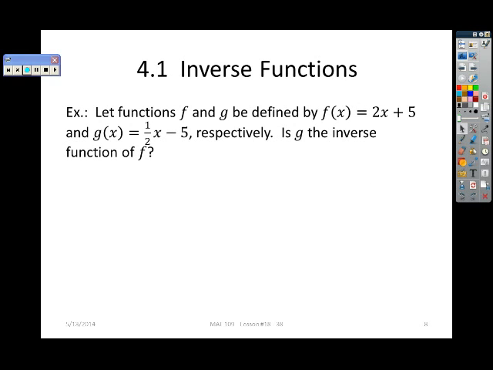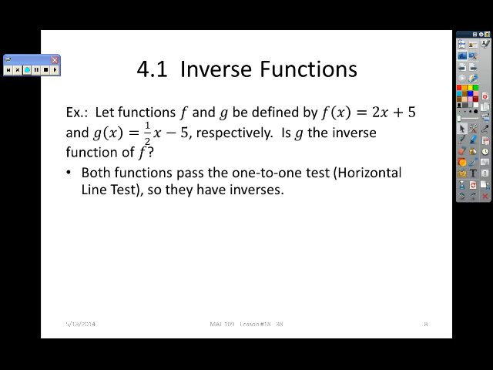Let's suppose we have two functions. They look like possibly they could undo each other, but is g really the inverse of f? Is f really the inverse of g? Let's check. That's a straight line with a slope of 2. You should be able to recognize y equals mx plus b. Slope is 2. Y-intercept is 5. This one is a straight line with a slope of 1/2 and a y-intercept of -5.